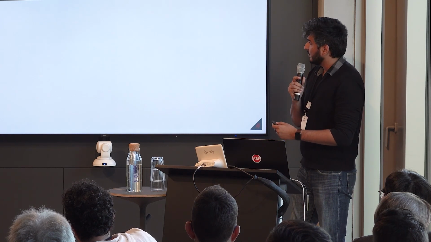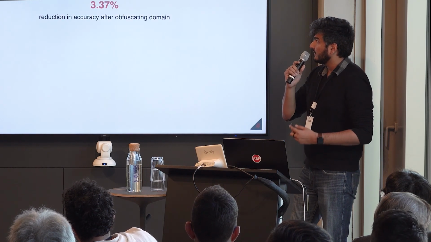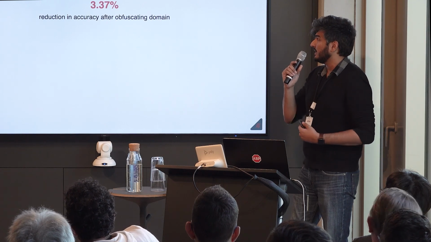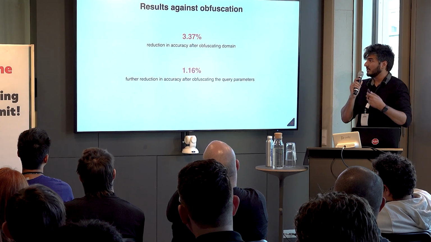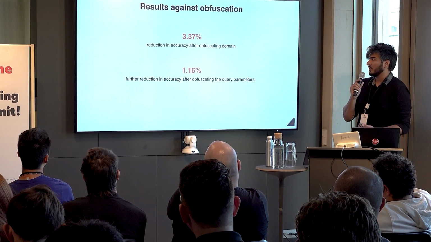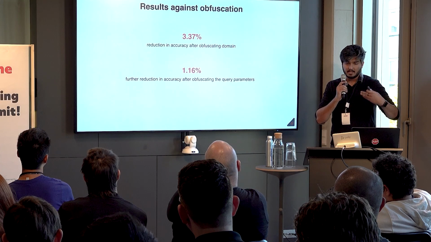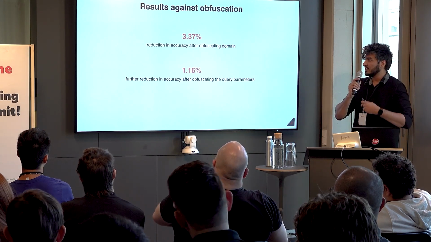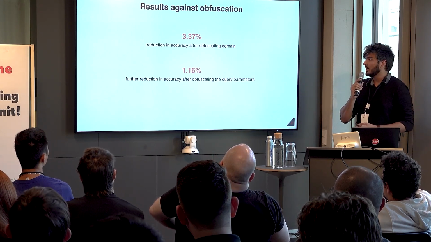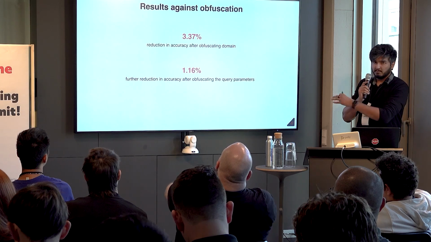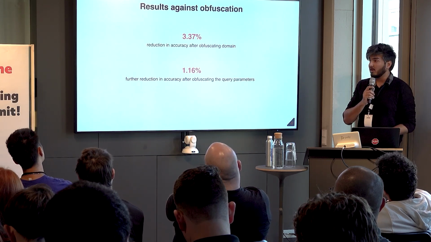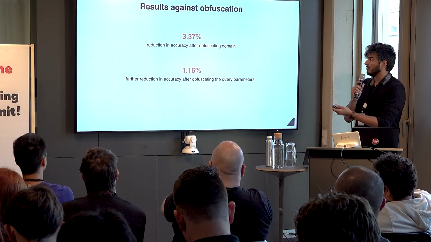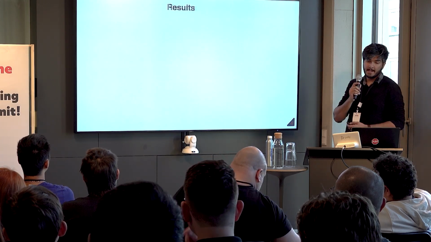And what we observed was that after obfuscating the domain, there was only a 3.3% drop in accuracy for GPT-4o. And when we further obfuscate the query parameters, there's only 1.16% of drop. So there is certainly some robustness associated to language models as well. An important point to note here is that WebGraph did not use any of the content features of the URL, so there was no drop in accuracy for WebGraph here.